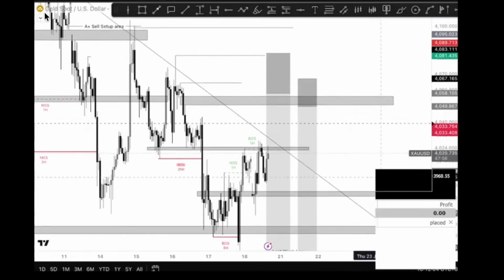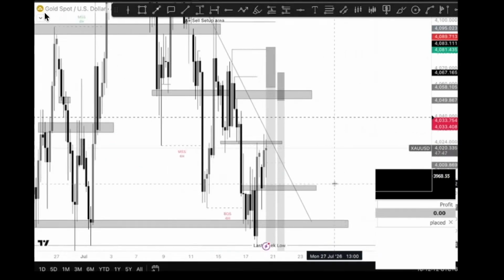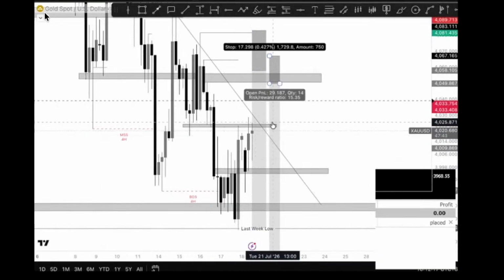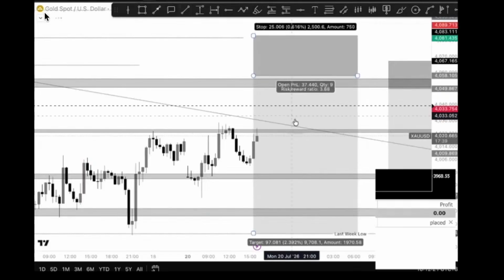So yeah, let's see. Right now, let me see. Okay, we have 47 minutes till the 1 hour close. What does the 4 hour say? The 4 hour is kind of bullish, but at the same time, it hasn't broken the structure. So 30 minutes.